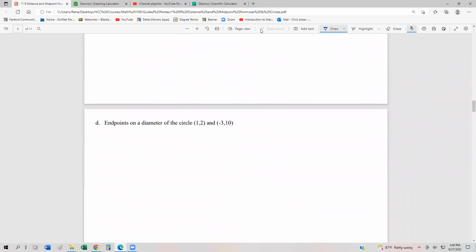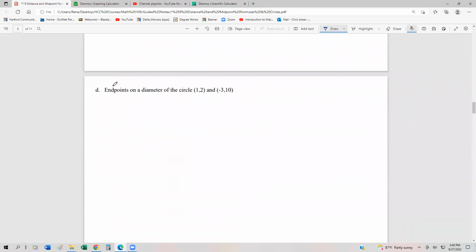One final example before we move on to another video is we only have the endpoints of a diameter. Okay, so we have (1, 2) and (-3, 10). All right, so let's say for some reason we have a circle. Again, not drawn to scale, but we have a point right here that's (1, 2), and then we have another point up here.